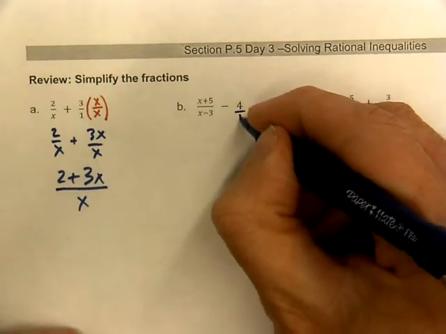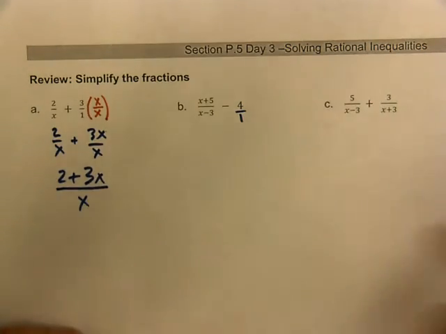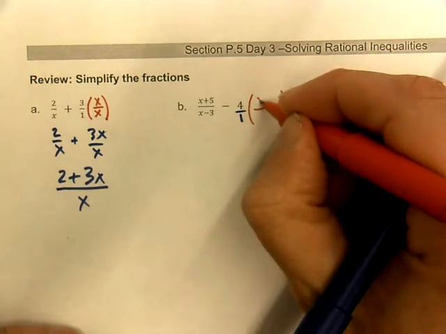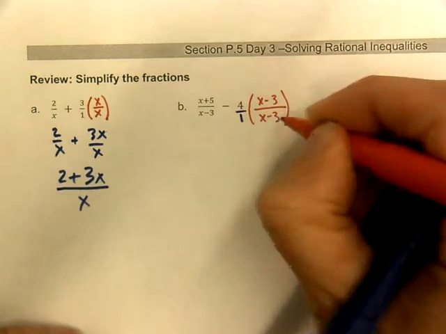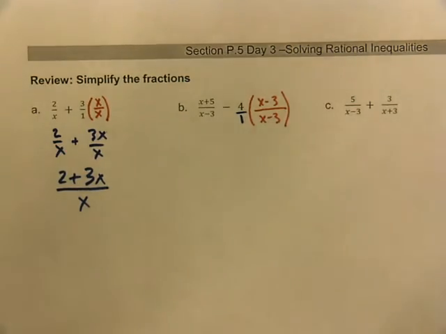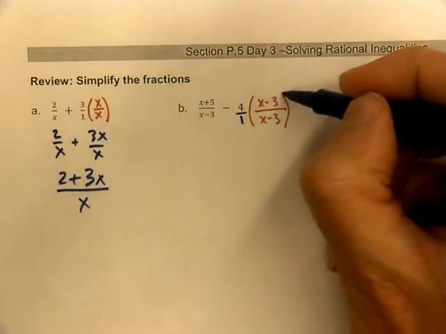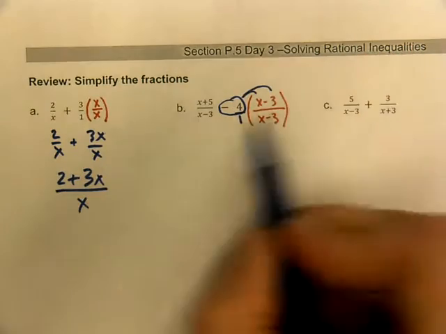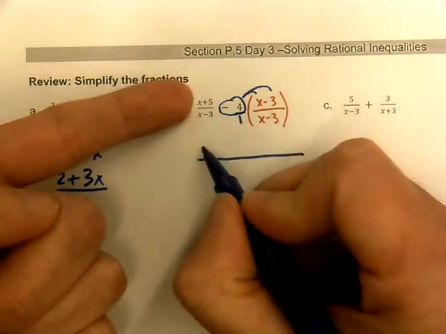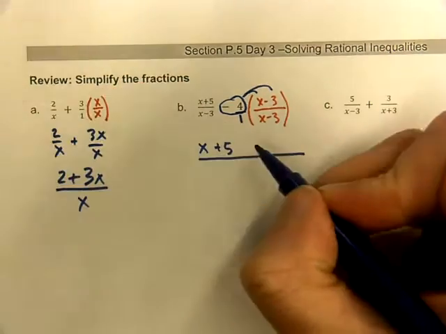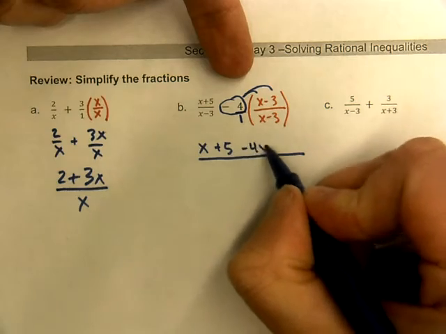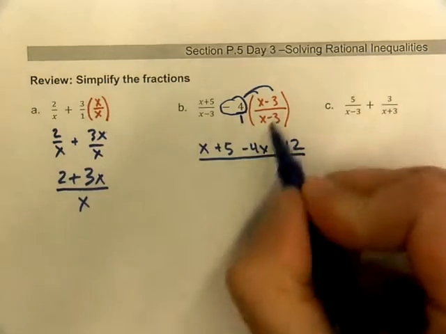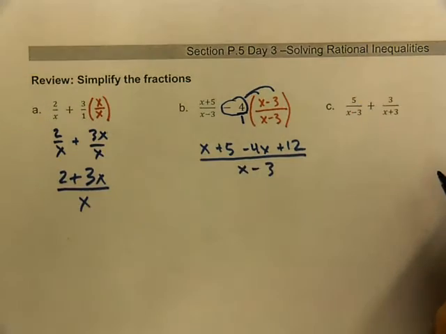Here we have 4 over 1. So I would multiply that 4 over 1 by the other denominator of x minus 3. Now you have to be careful here because when we're looking at distributing the 4, you want to combine the negative sign with the 4 when you do that distribution. So that means in the numerator we have an x, we have a positive 5, and then we have a negative 4 times x and a negative 4 times negative 3, so positive 12 there. We have a common denominator of x minus 3.